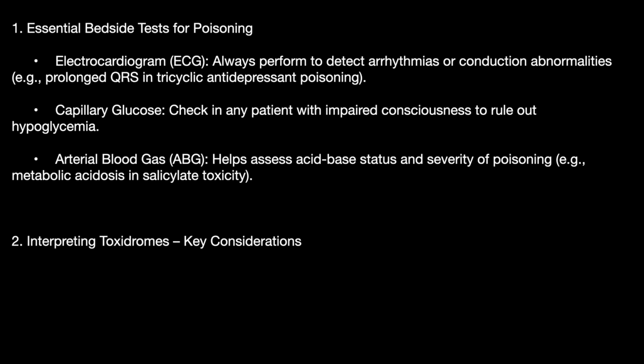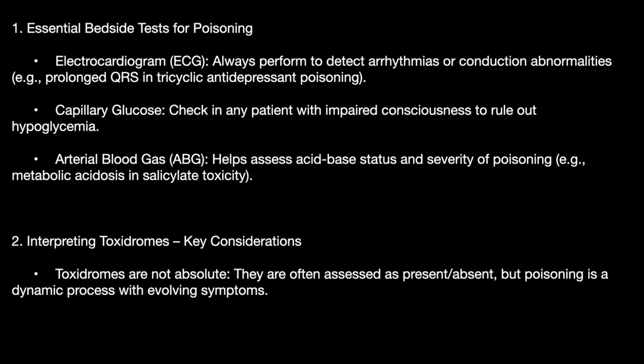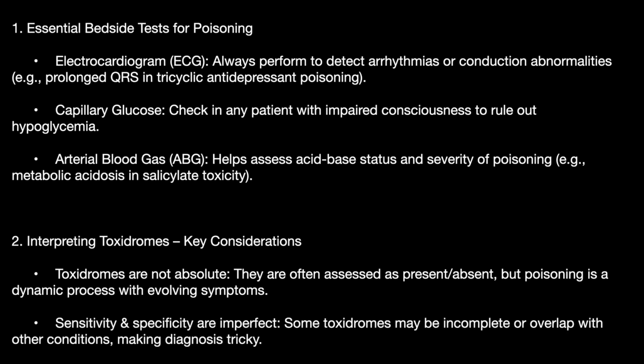Next, we try to go into the toxidrome proper, how to interpret it. Toxidromes are not really absolute, they're often assessed as present or absent. But poisoning is a dynamic process which is evolving. The poison is acting and the patient is reacting to the poison, so it's a dynamic process. Sensitivity and specificity are imperfect. Some toxidromes may be incomplete, or there can be overlap between the various toxidromes. So making the diagnosis is not always easy. It can be tricky as well.